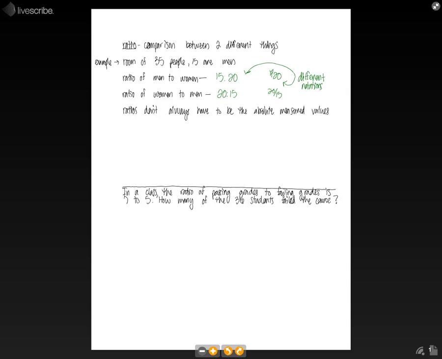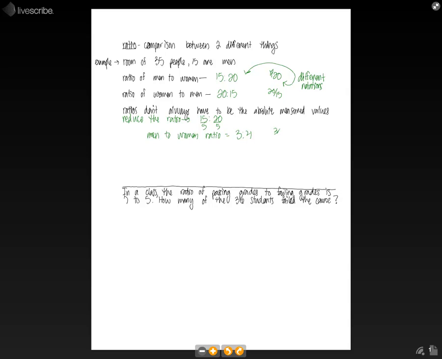But ratios don't always have to be the absolute measured values. So we used 15 and 20, which were the absolute measured values, but looking at those numbers, we can see that we can reduce the ratios. Because 15 to 20, they're both divisible by 5. So now we have our men to women ratio is equal to 3 to 4.